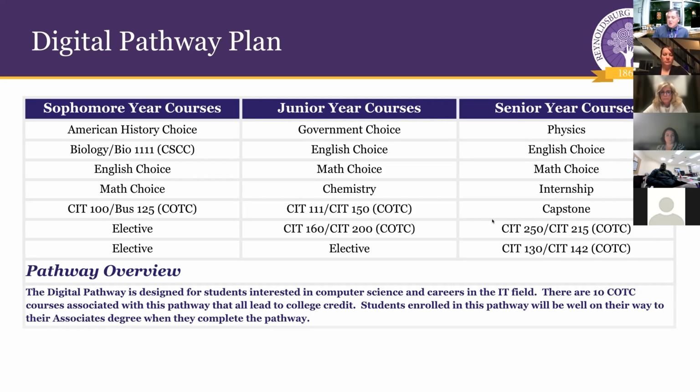Students who matriculate all the way through this pathway actually finish up with 10 different COTC courses. It leaves them 1.5 classes short of having their associate's degree. So for students who want to finish up with their associate's degree, this might be a really good opportunity for them. They can take those other 1.5 courses over the course of a summer and actually graduate with an associate's degree in computer science. So a really cool opportunity for students there.